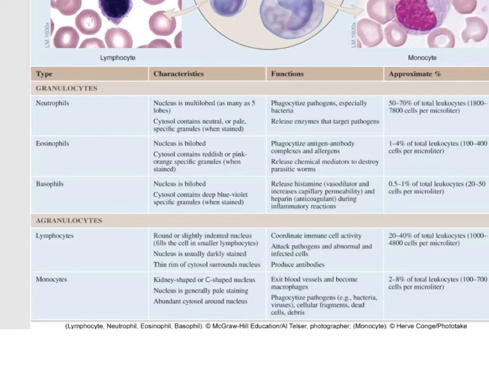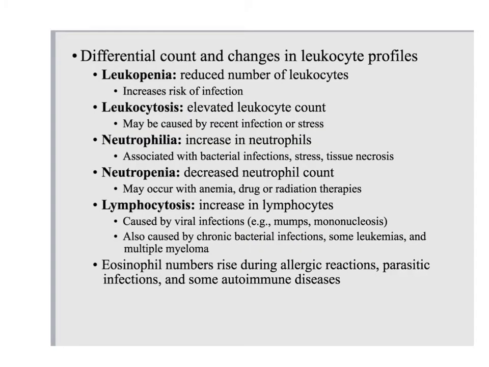It'll go away in a second. Monocytes, they become macrophages, right? And they phagocytize pathogens, bacteria, viruses, cellular fragments, etc. Okay? And they all have different percentages. You'll see neutrophils are the most abundant, right? Then lymphocytes, then monocytes, then eosinophils and basophils, which are less than 1% of the whole total amount of leukocytes.